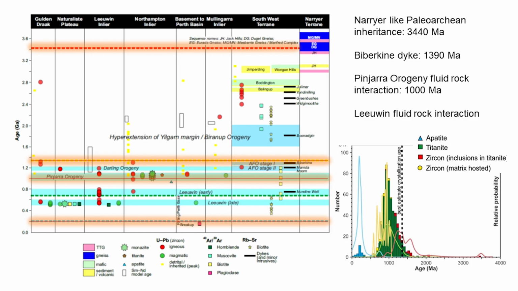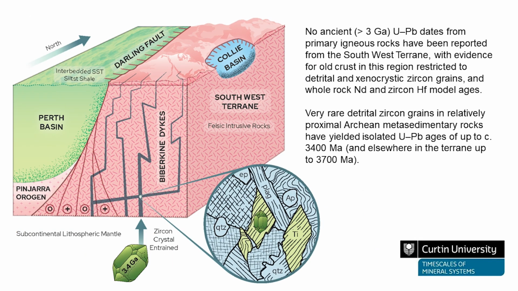We see additional fluid-rock interaction events all the way down to, actually, I should point out, all the way down to the Lewin, so we see events associated with that as well. And then our apatite is recording this very late event, all within a single thin section. So what do we think happens? Well, we basically think our Bibikine dikes have transited through the crust and picked up some Paleoarchean inheritance.